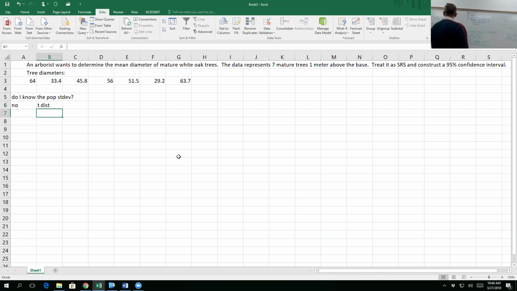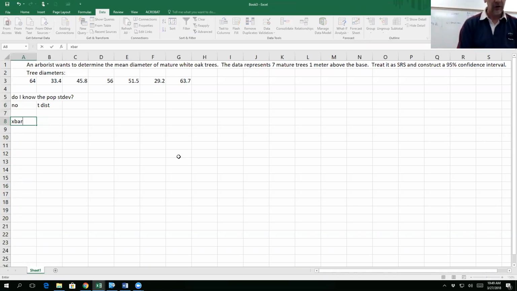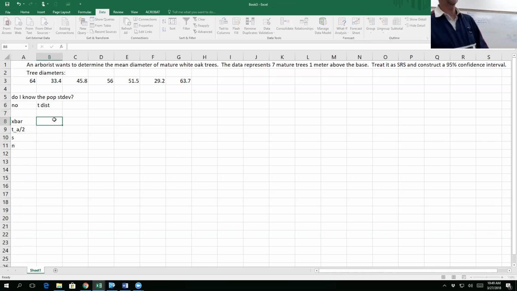Now, in order to do this, I need to know the X bar. I need to know the T sub alpha over 2. I need to know the S, and I need to know the N. Okay? So Elizabeth, how do I find the X bar? Is it 7? What'd you say? 7? Of those 7 trees. Yeah. So how do I find that?